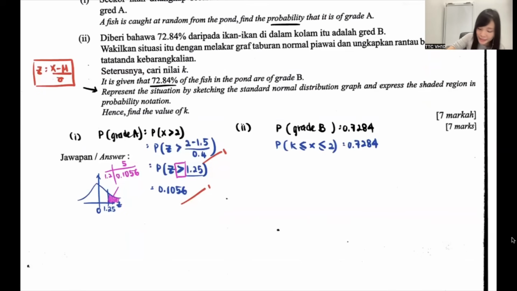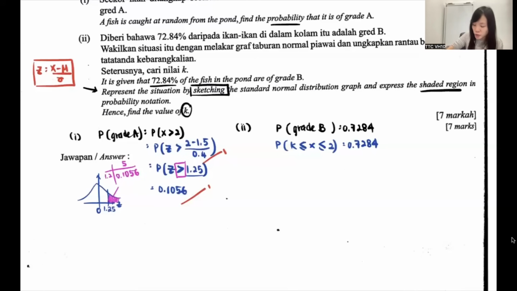Represent the situation by sketching, so they want me to sketch the standard normal distribution graph. This is a standard normal distribution graph. But just now that one had no marks, but this one they ask you to sketch. You must sketch it out. Express the shaded region in probability distribution. So they want you to shade the shaded region also. After that, only find the K answer. So that's the working lah.